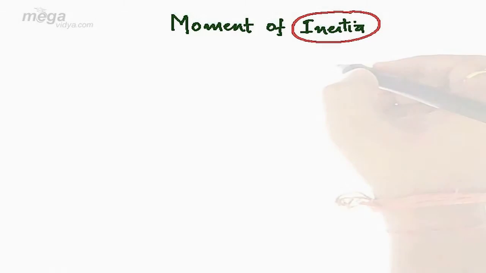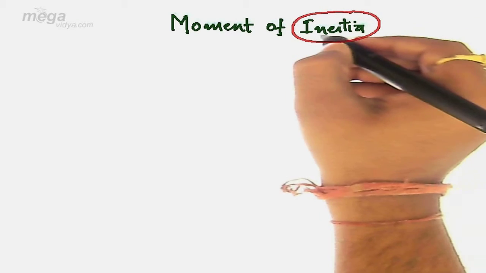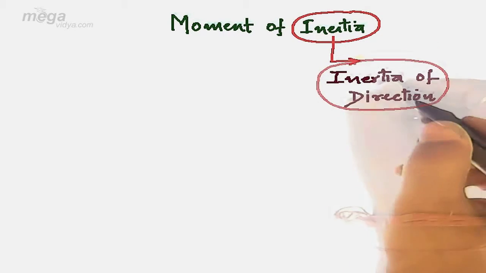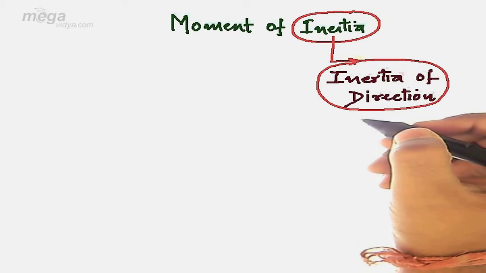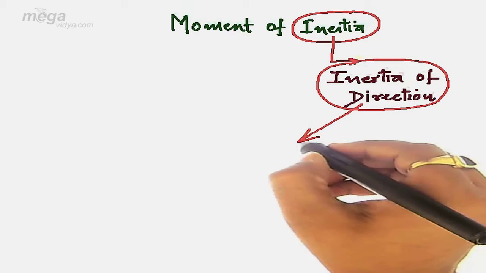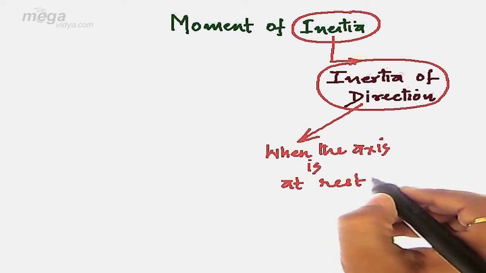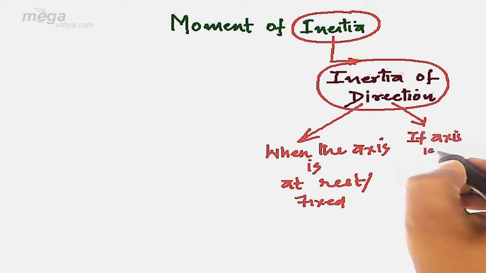So what is inertia? As we have already studied, inertia is the inability of any body to translate by itself. And in that case, we have studied three parts of inertia, in which one of the parts was inertia of direction. According to me, inertia of direction may be explained in two ways. In the first way, when the axis is at rest, or you can say the axis is fixed. And second, if the axis is changing.